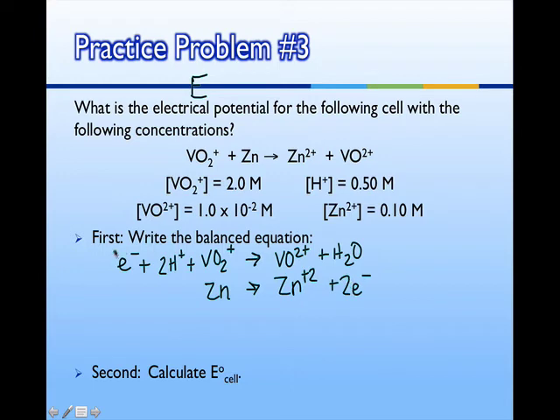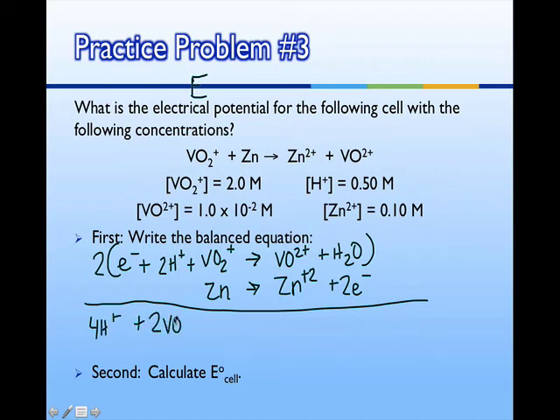And then I'm going to have to multiply this by 2 because I need the number of electrons to be equal. After I do all of that, I'm going to rewrite it down here. We're going to have 4 hydrogen ions plus 2 of the VO2 plus, plus a zinc gives me zinc ions and 2 of the VO 2 plus, and 2 waters. So there's my overall balanced equation.